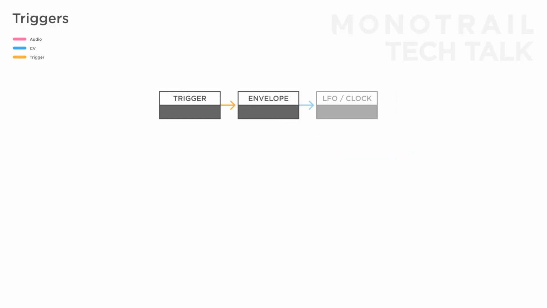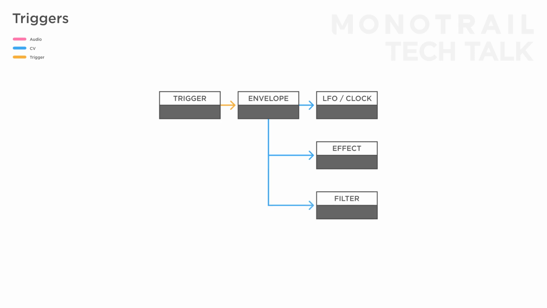You can use a triggered envelope to speed up or slow down the clock speed, send it to effect modules to have a delay or reverb swell in and out, change the wave shape, or open up a filter in a patch. Pretty much anything really.